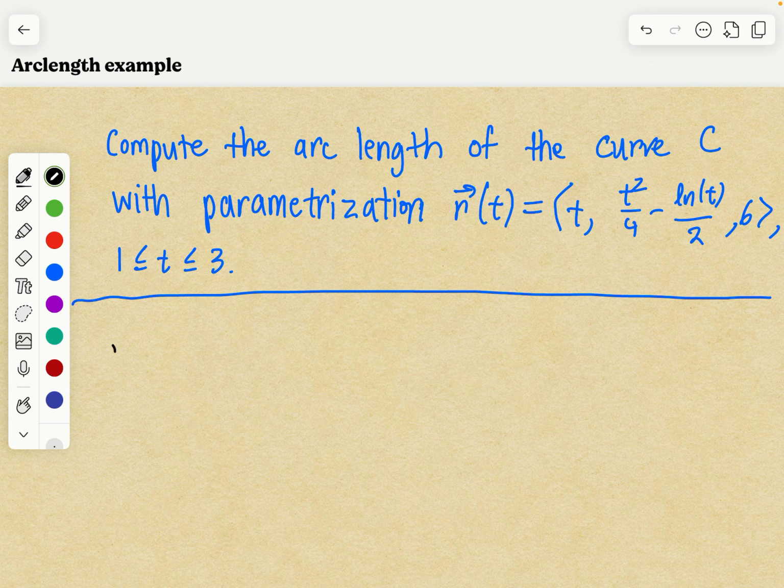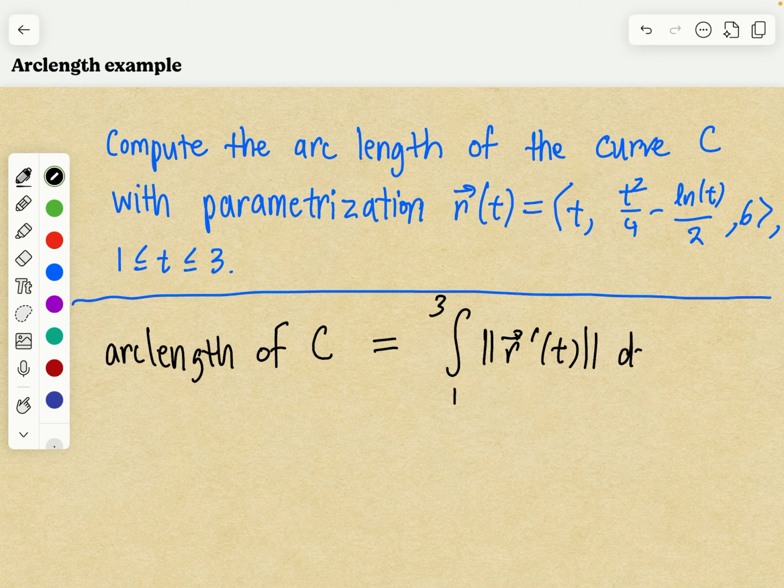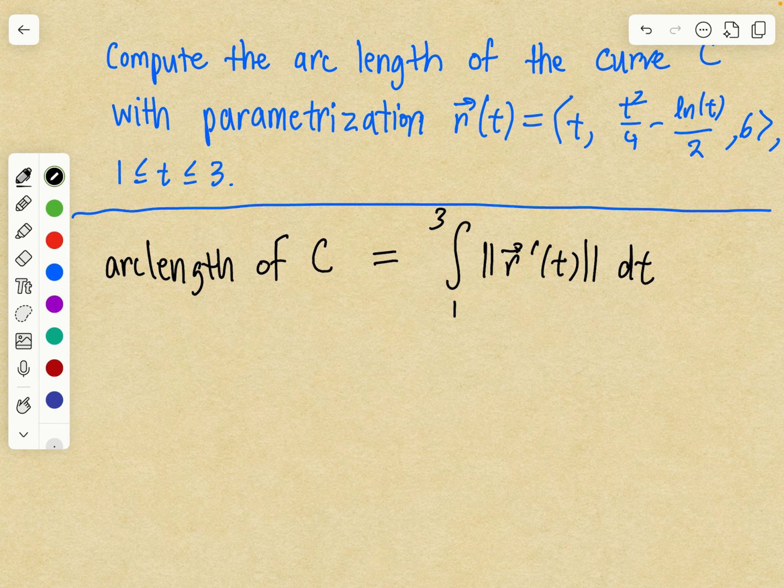So the arc length of C is going to equal the integral from 1 to 3 of the magnitude of r prime of t. Some common mistakes are to integrate r prime of t instead of the magnitude of r prime of t. You should end up getting an ordinary Calc 1 integral. You're just integrating a function of t without any vectors at the end. So first let's calculate r prime of t.